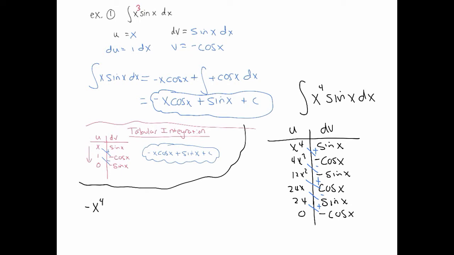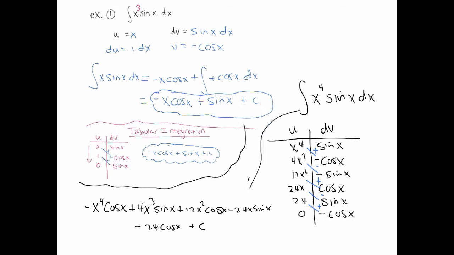negative x to the 4th cosine of x plus 4x cubed sine of x plus 12x squared cosine of x minus 24x sine of x minus 24 cosine of x plus c. So that's the answer to that one.